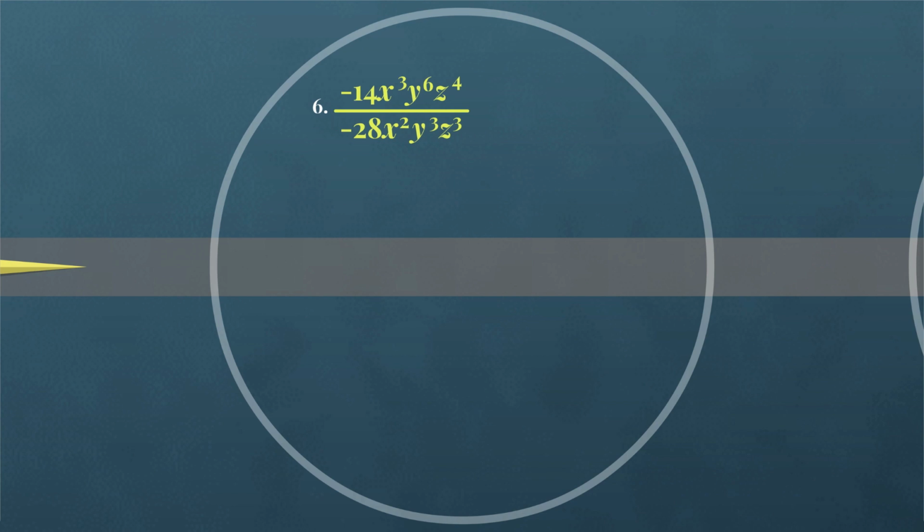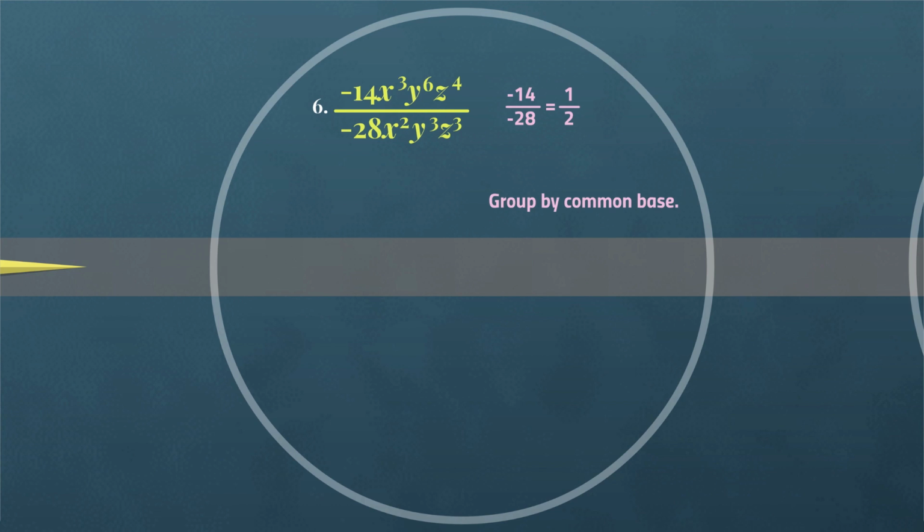First, get the coefficients and simplify them. We are simplifying as much as possible in order to save some work and to get the simplest possible answer for later on. So, negative 14 and negative 28 are the coefficients. When dividing negative by negative, the answer is positive. So, negative 14 over negative 28 is equal to 1/2.